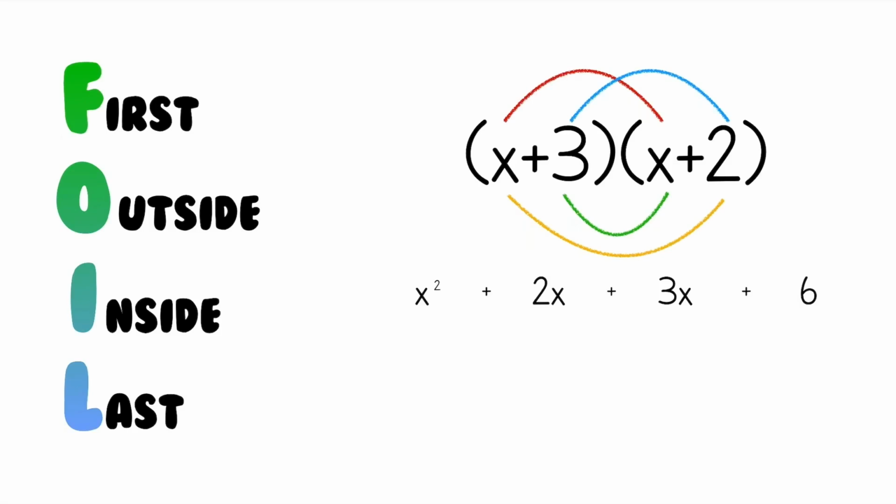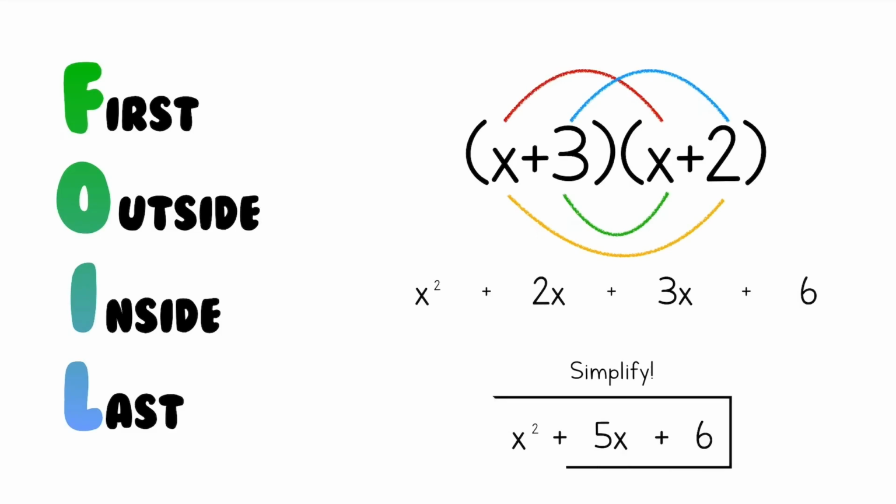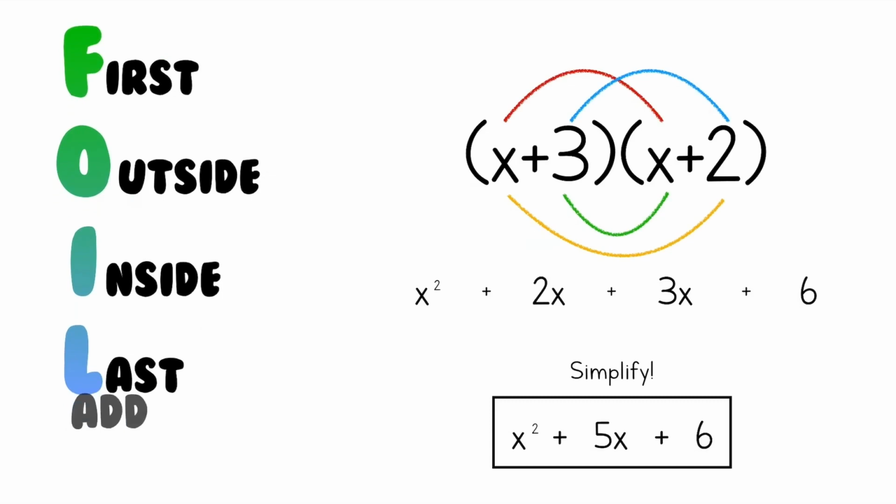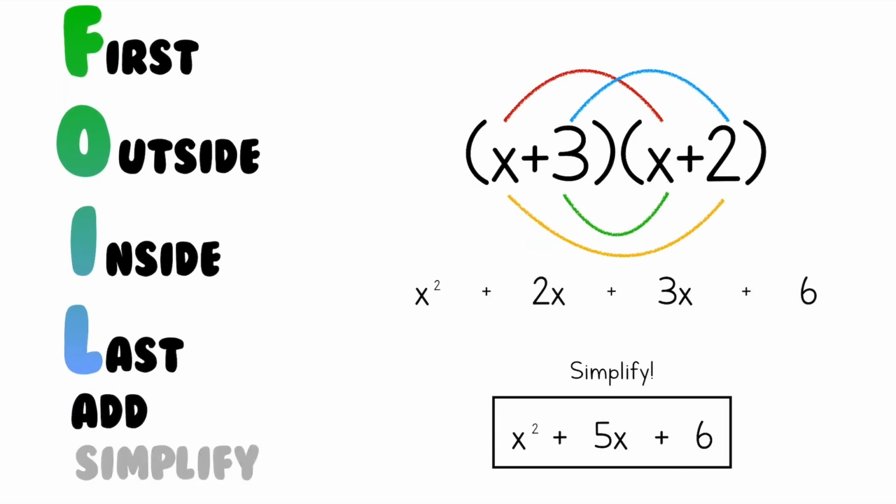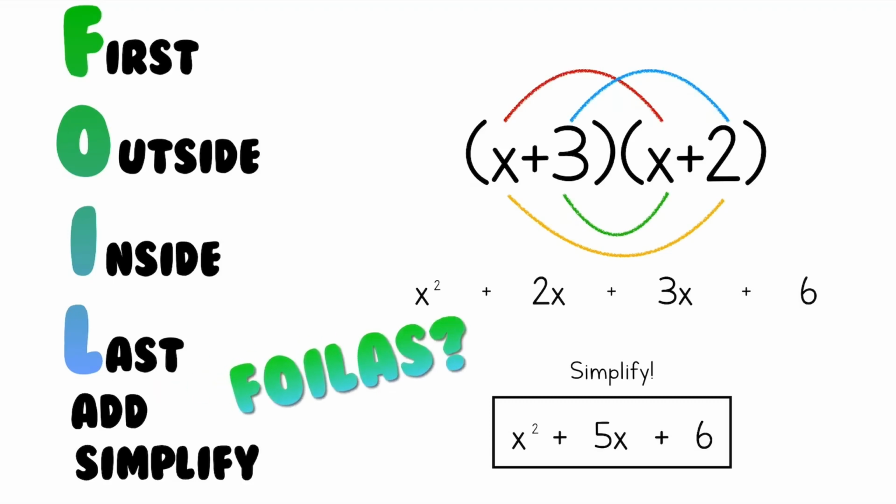And then you might have noticed that we have like terms right here, which means we can simplify. We can add 2x plus 3x to get 5x, so we can get x squared plus 5x plus 6, which is our final answer. That's pretty simple, right? All we have to do is follow FOIL, add everything together, and then simplify our expression. Now that I think about it, maybe they should call it FOILless instead.